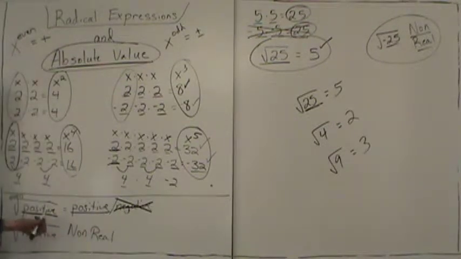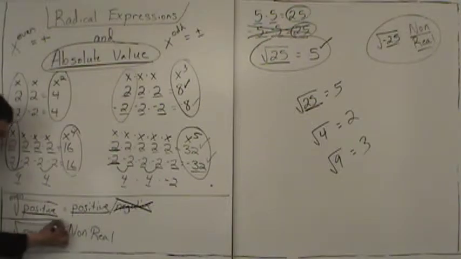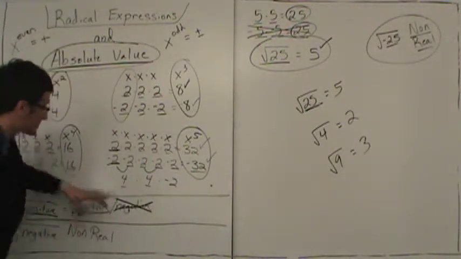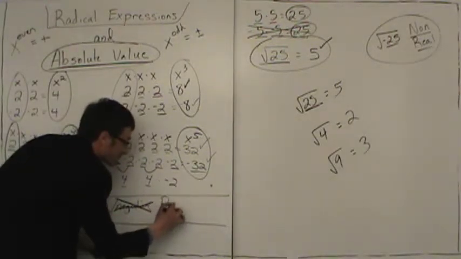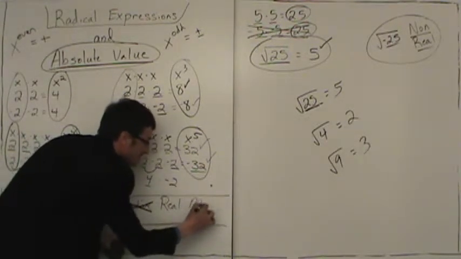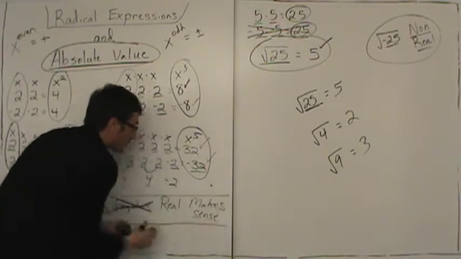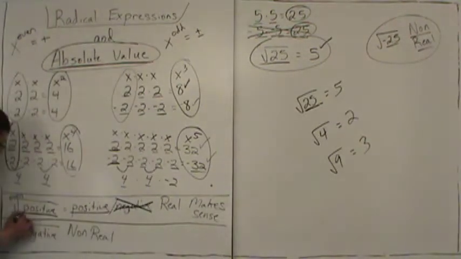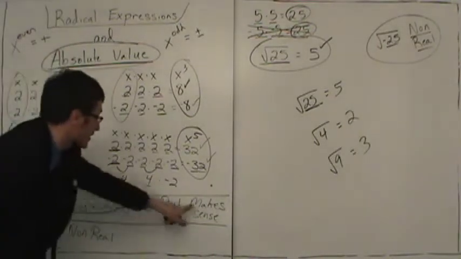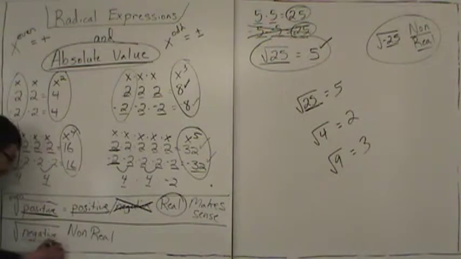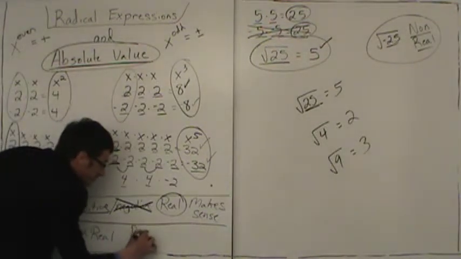And this establishes our foundation. Now we're going to split this into two groups. So here up top we call this real, or this makes sense. So what's up top? Square root of a positive number makes sense. We're going to call this real. Square root of a negative number does not make sense.